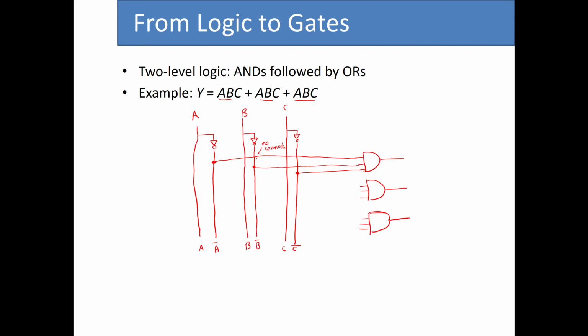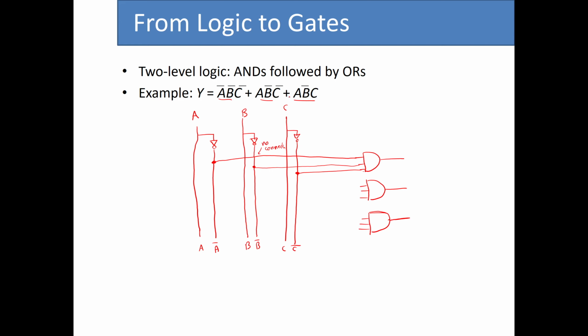If there is a connection, I show it with a dot, right? I will go through the rules of implementation in a later slide too. Now let's focus on the next term.